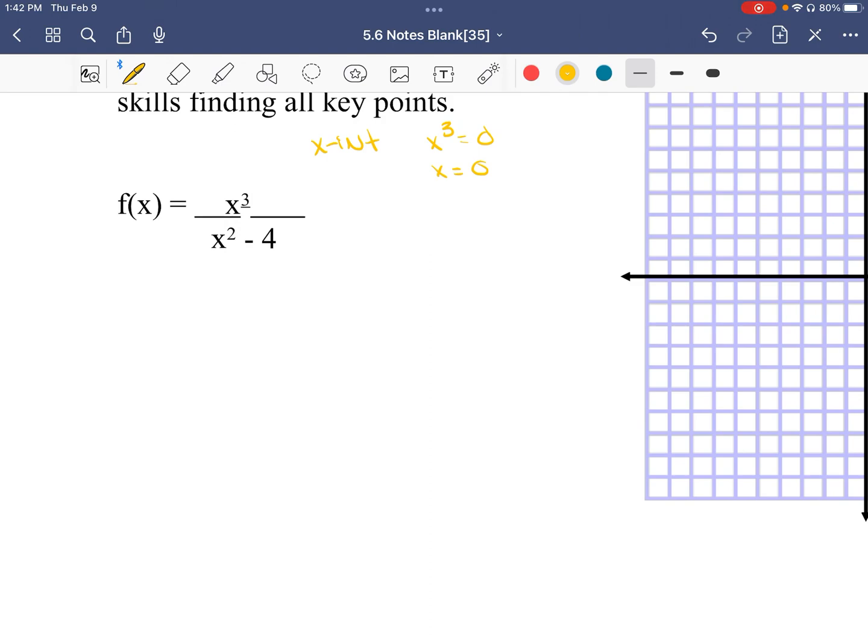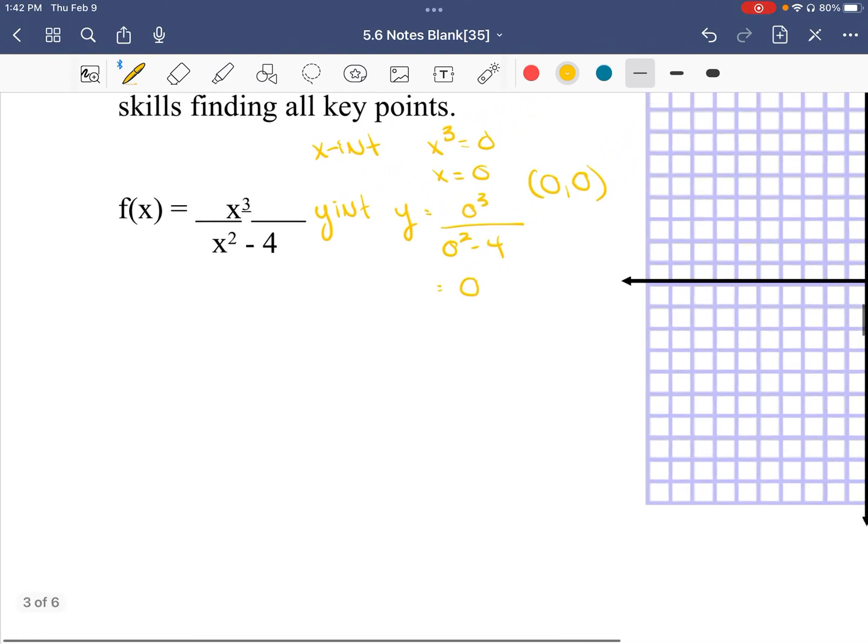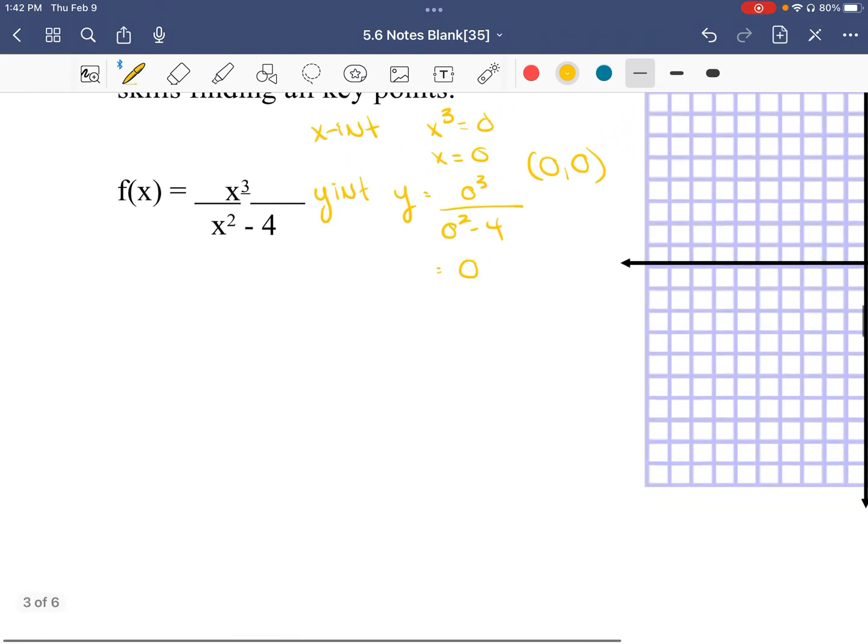If we want to find y-intercepts, we're going to plug 0 in for our x. So 0 cubed over 0 squared minus 4. Well, 0 divided by anything? 0. So basically, we've got the point (0, 0), which is both our x-intercept and our y-intercept. Looking at our function, we know our denominator is going to go to 0 at some point. That means we are going to have some asymptotes.